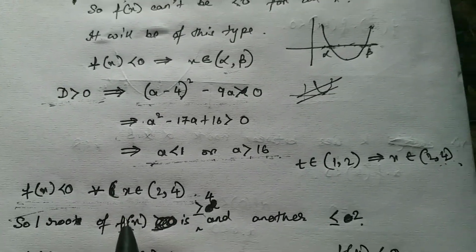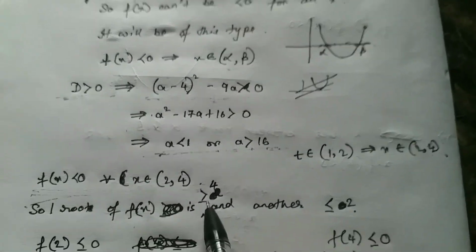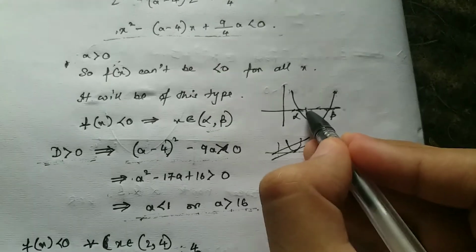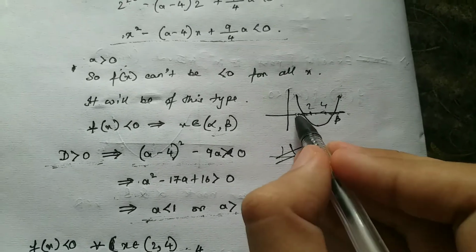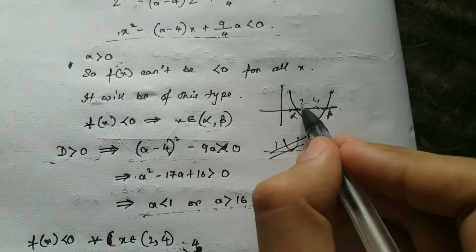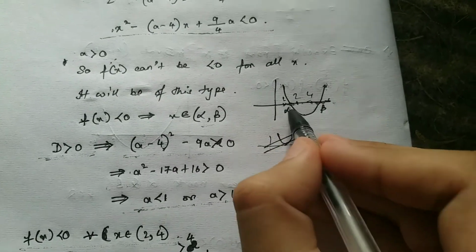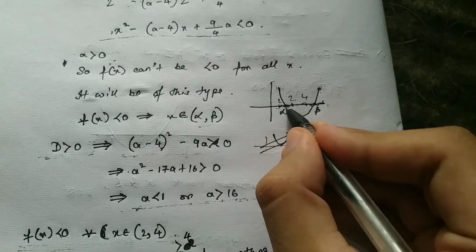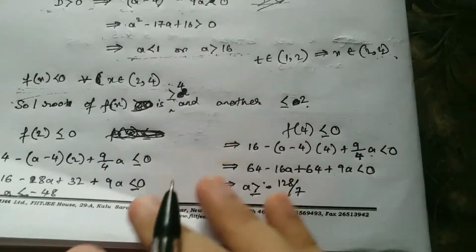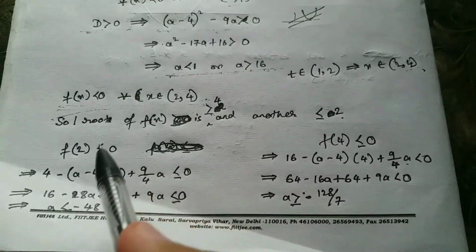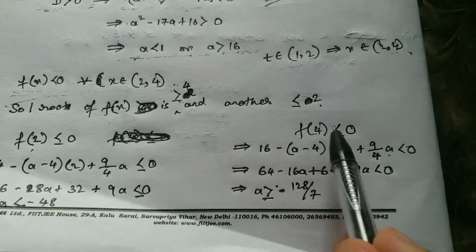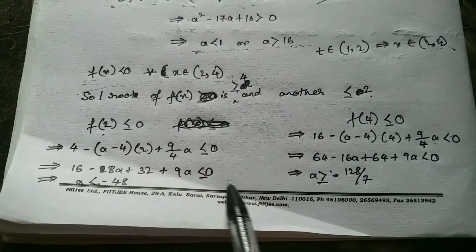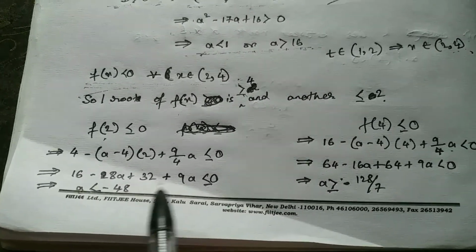So that means one root of f(x) has to be greater than or equal to 4, another has to be lesser than or equal to 2. In other words, 2 and 4 have to lie in this interval. If 2 and 4 are not in this interval, then we will also get some roots outside of this interval between the two roots. That's why we are taking 2 and 4 in this interval. So both f(2) and f(4) have to be lesser than or equal to 0. So we are solving f(2) and putting it less than or equal to 0. We are getting a is lesser than or equal to minus 48.